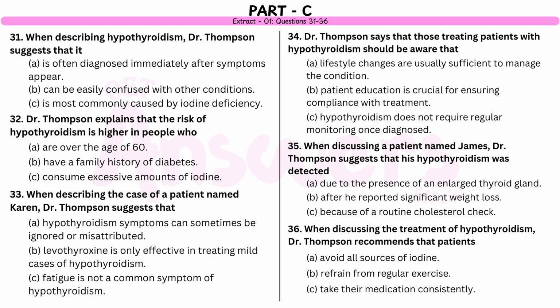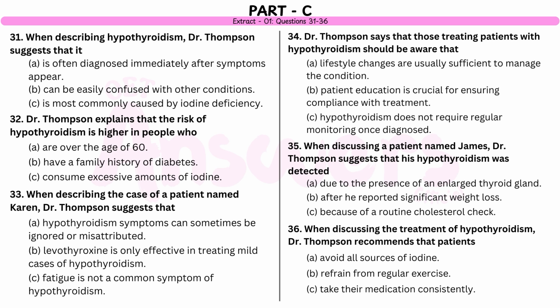Regular exercise can help manage weight and improve energy levels, which are often affected by hypothyroidism. Stress management is also crucial, as stress can exacerbate symptoms. Another case I'd like to mention is a 38-year-old man named James, who was referred to me after his primary care physician noticed an enlarged thyroid, also known as a goiter, during a routine physical exam.